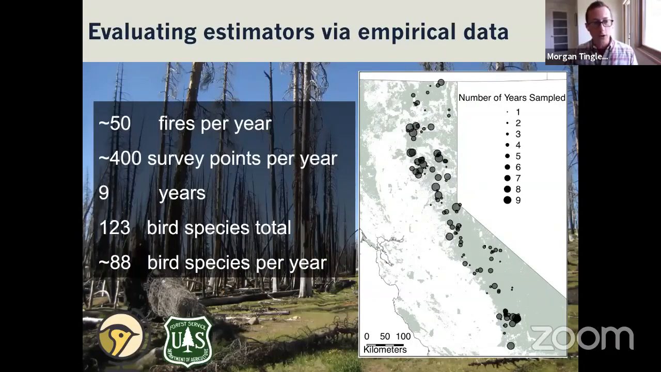For this, we used a long-term time series dataset I work with primarily, looking at bird communities in post-fire forests in California. We monitor birds in 50 different fires each year. Across those 50 fires, we surveyed about 400 point counts. We've been doing this for over 9 years, but here we only use 9 years. Across those 9 years, we basically plateaued in the number of species we see. In total, we've seen 123 species across this area, but only about 88 species per year.